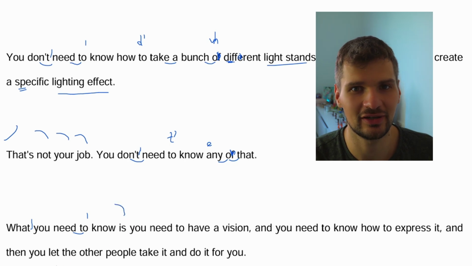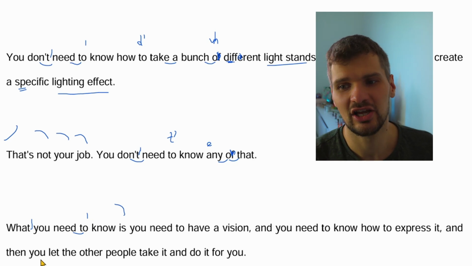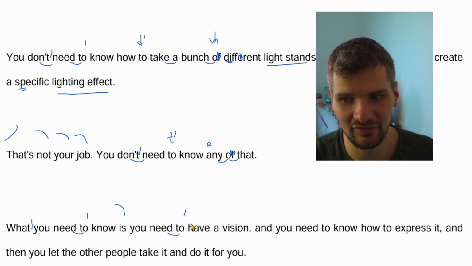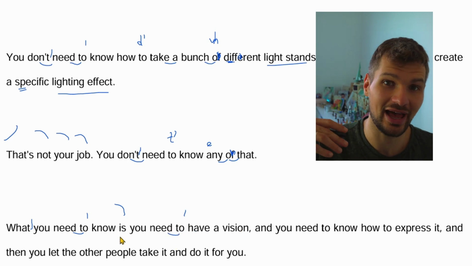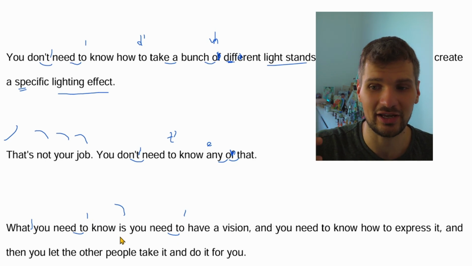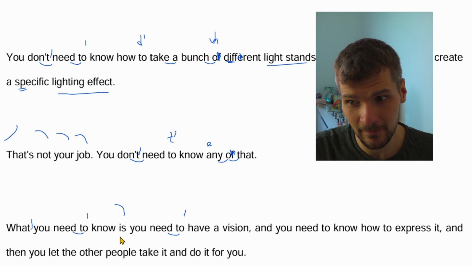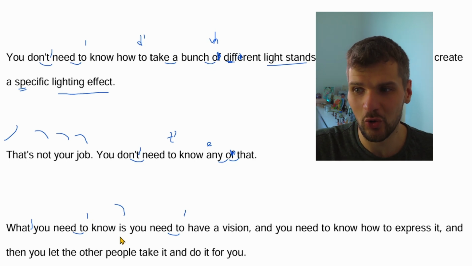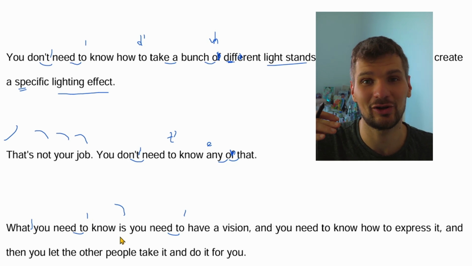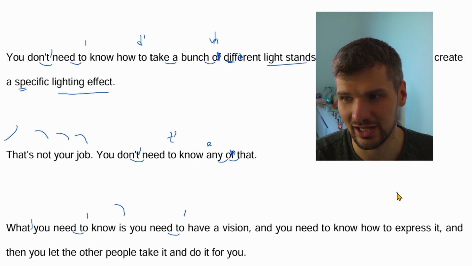falling intonation here, is, what you need to know is, you need to, again, linking, and to is short, to have a vision. You need to have a vision. He goes up because he explains what you actually need. So one, you need to have a vision, and you need to know how to express it. Number two, how to express it. So the intonation goes down here too.